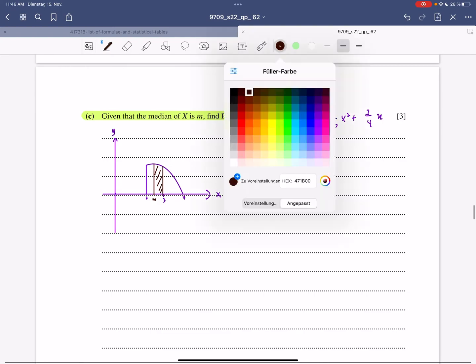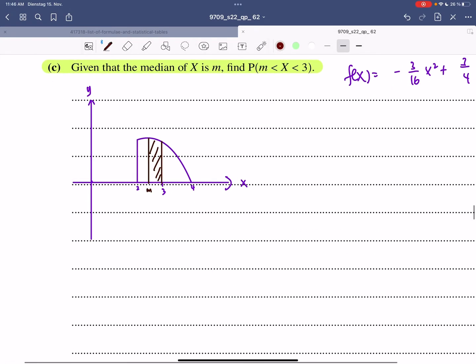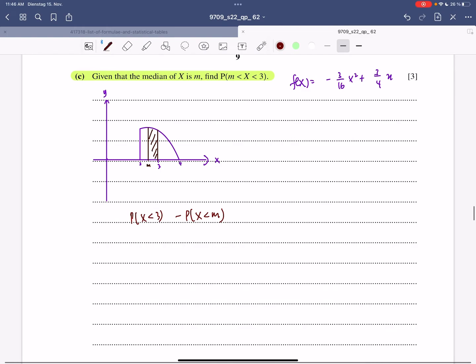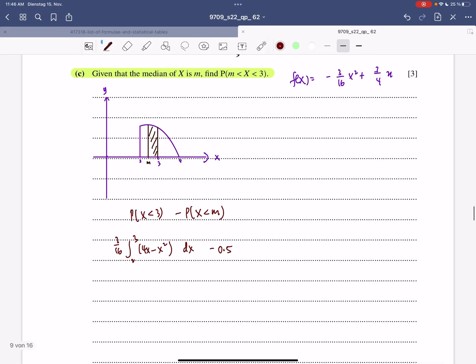So how to do that? Let's write it down mathematically first. Probability x less than 3 minus the probability x less than m. So let's integrate from 2 to 3, the constant to the front as usual. Okay, probability x less than m is 0.5. You should know this. Okay, so you integrate.